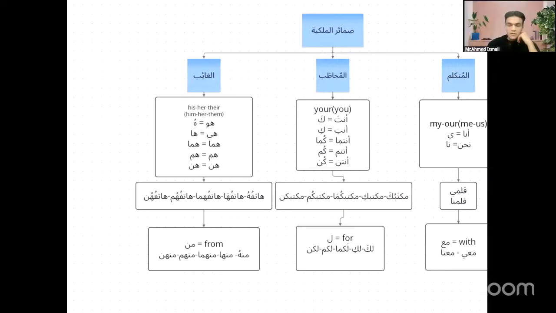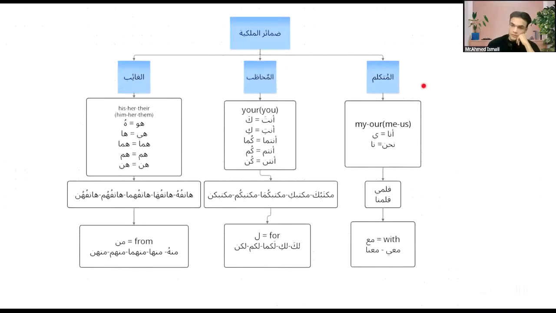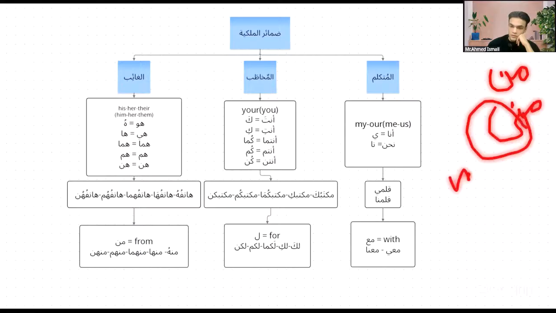Okay. So if I want to say min, which means from, and if I want to make it like from me, I'll say minni with ya in the end. So the same ya in the end, you will use it to say me or my. And this is for all of the others.